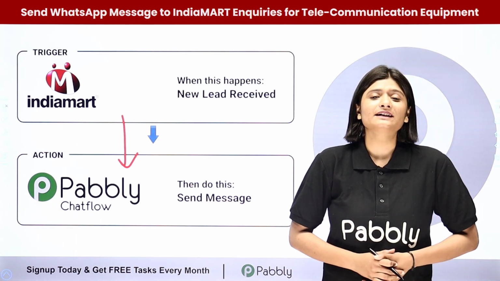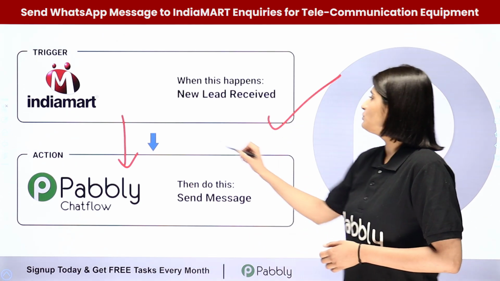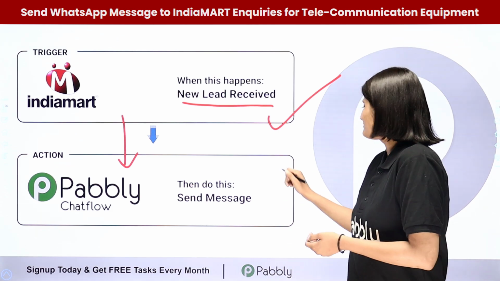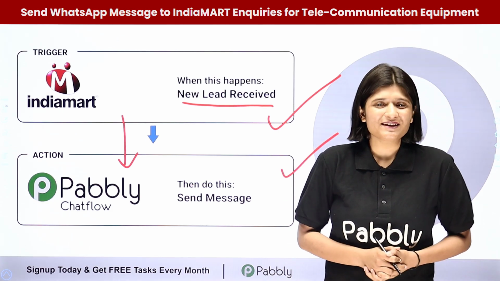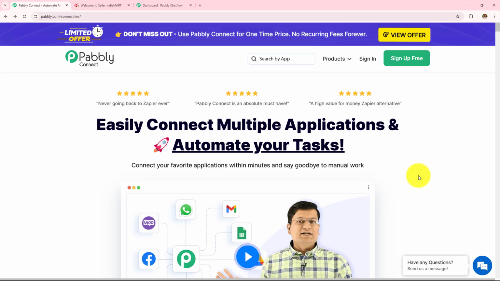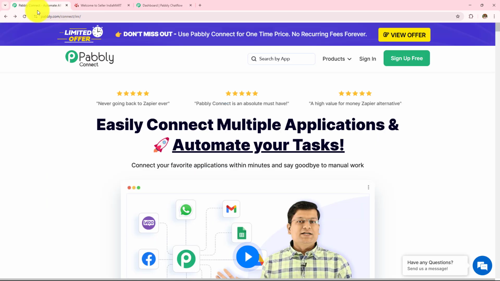Now with the help of Pabbly Connect, I am going to build this connection in such a way that whenever I receive a new lead in my IndiaMart, an automated WhatsApp message will be sent to my customers. Now if you want to learn this amazing automation step by step, then let me take you all to my screen. In this video, we are going to learn how to send WhatsApp message to IndiaMart leads and inquiries for telecommunication equipment. For this, we are going to create automation between IndiaMart and Pabbly Chatflow, with the help of which we will be sending all the automated messages with the help of Pabbly Connect.